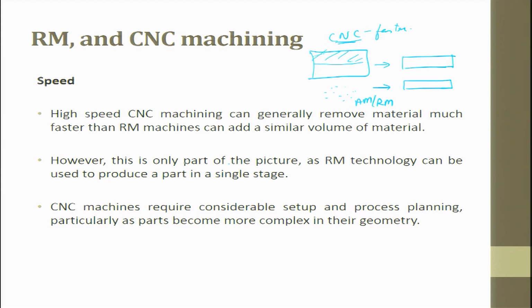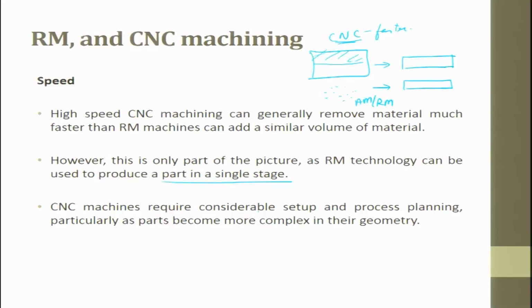However, this is only part of the picture. RM technology can be used to produce a part in a single stage. So, that is what we said in the beginning. You cannot take one technique over the other and say this fellow is the best. So, in this lecture also I told you in the slides, we are not here to say CNC is advantageous, RM is not, or RM is advantageous than CNC. We are saying you should know exactly which technique to use or which technology to use at which stage, so that you can reduce your product life cycle.